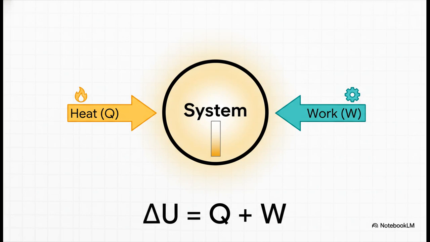And here is the law itself. The change in a system's internal energy, which we call delta U, is simply the heat you add to it plus the work you do on it. That's it. It's the ultimate energy accounting principle. Energy cannot be created or destroyed. You can only move it around between heat and work.